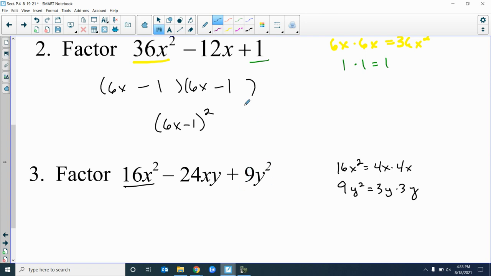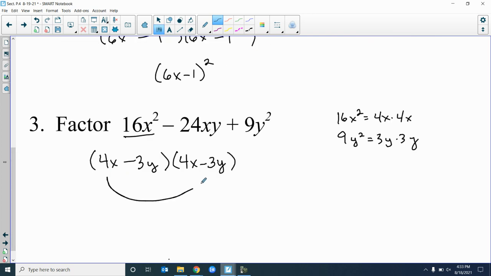That means that second term right here is going to have that second variable. So I'm going to try this, and it does not guarantee it will be right. You have to check it. So I'm going to put 4x and 4x here. Since that's a minus in the middle, these both need to be negative. 2 negatives multiply to get a positive. They'll add to get a negative. If I test the outer and the inner, that gives me negative 12xy minus 12xy, which does add up to negative 24xy.